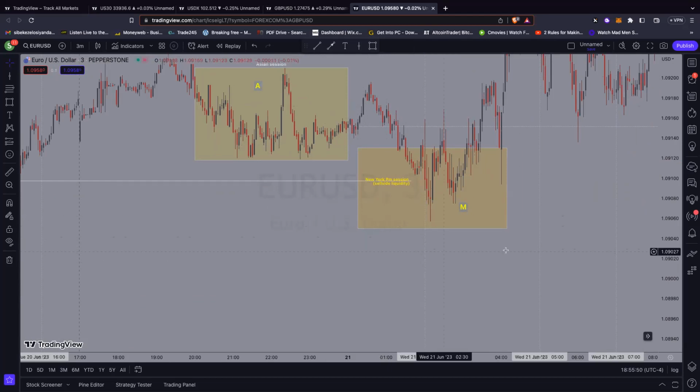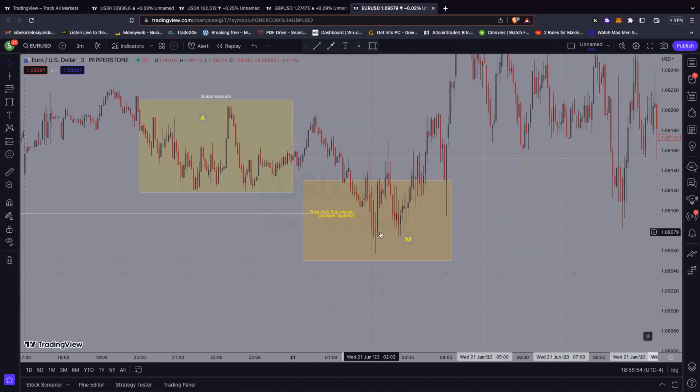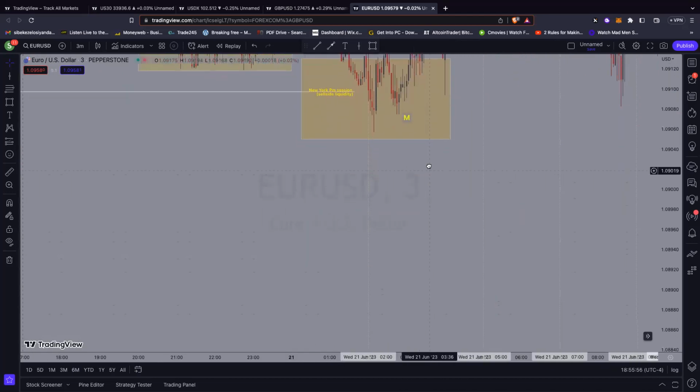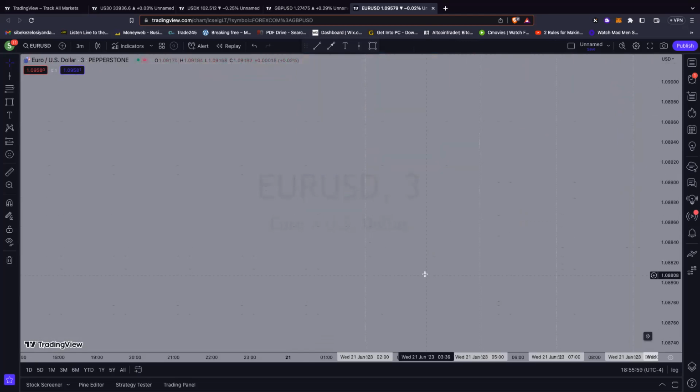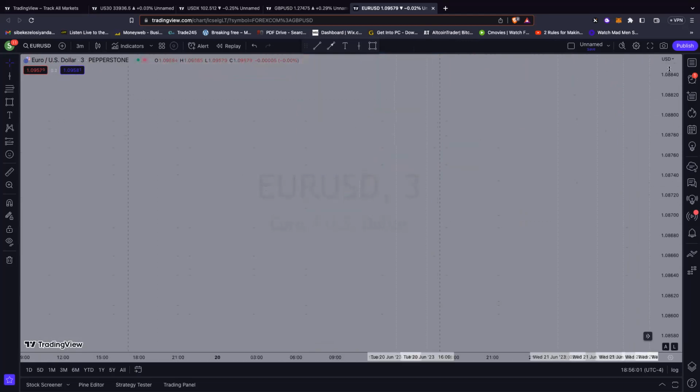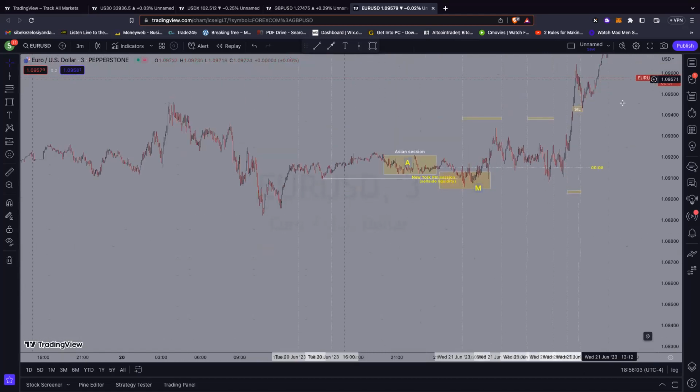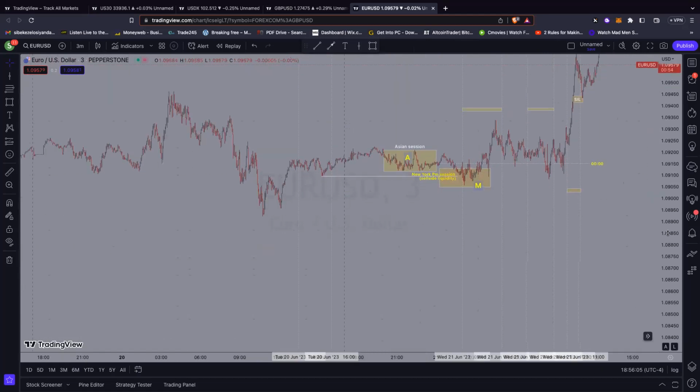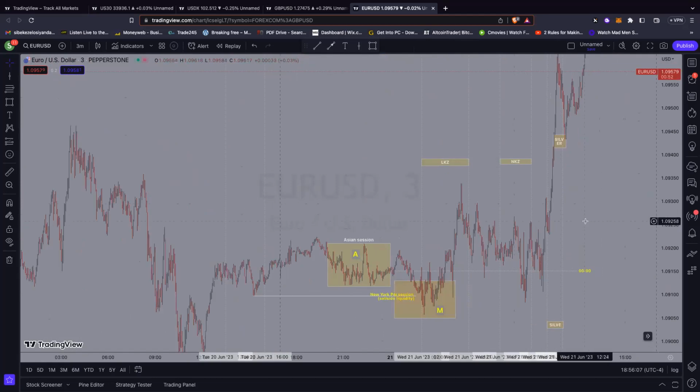This is the one, 225. Yes, this is the kill zone for us. This is the kill zone for us. Wait, let me check here. Oh yeah, this is the kill zone for us. It's up there. This is the kill zone for us.